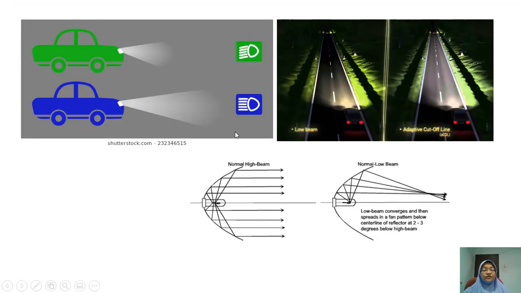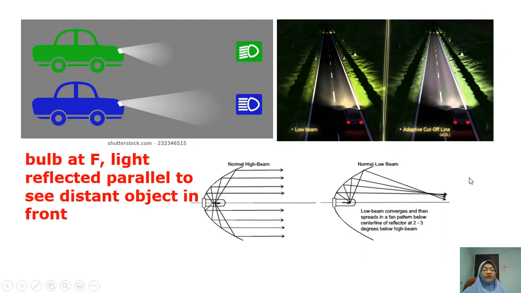Okay, so this is an example. This is the high beam, this is the low beam. With the high beam, you can see distant objects, when the bulb is at the focal point. With this one, you can see a shorter distance because the light is coming downward. Okay, bulb at F, light reflected parallel to see distant objects in front. So this is the low beam, this is the high beam.